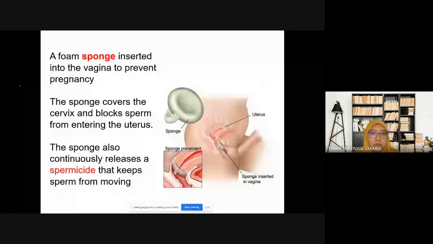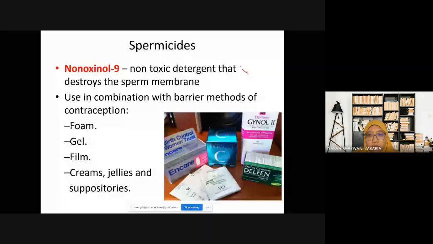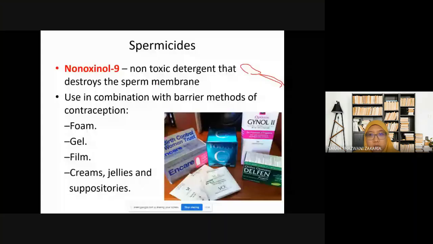This is an example of spermicide. Nonoxynol-9, a non-toxic detergent, destroys the sperm membrane. Sperm is a cell, right? So it has a membrane. If we disturb the sperm's environment with substances that can penetrate inside the membrane of the sperm, it can also destroy it.